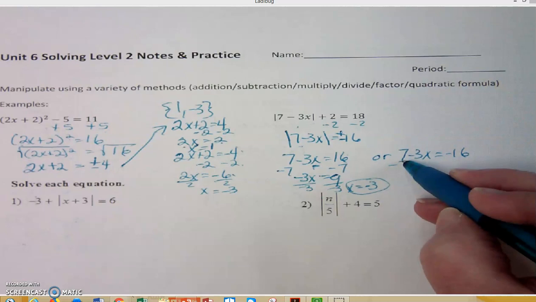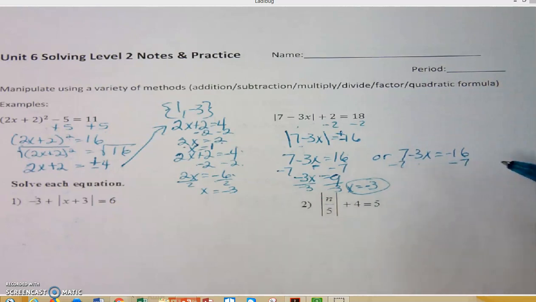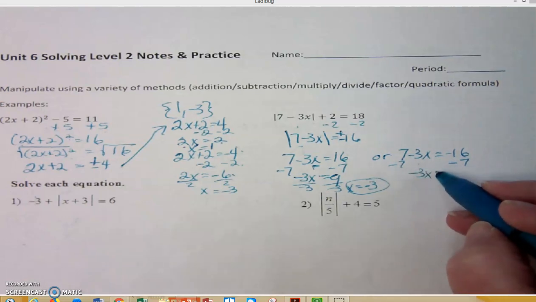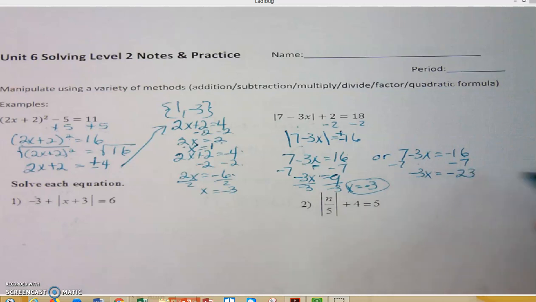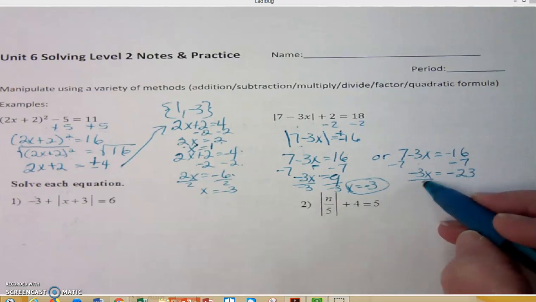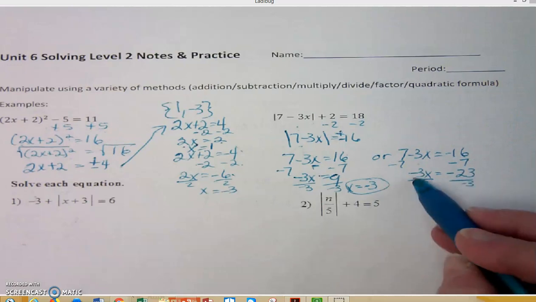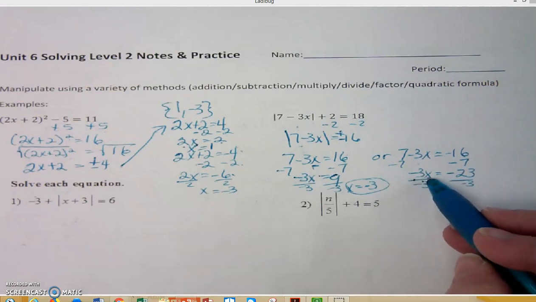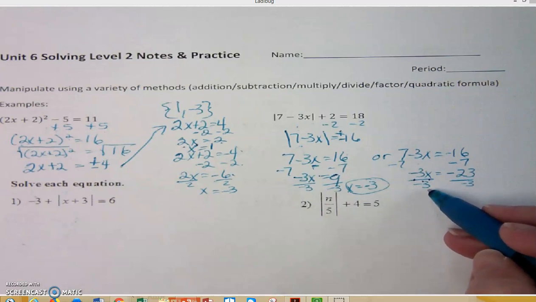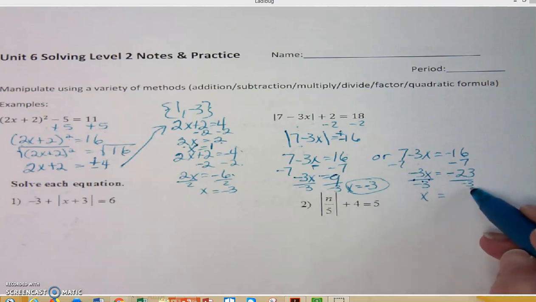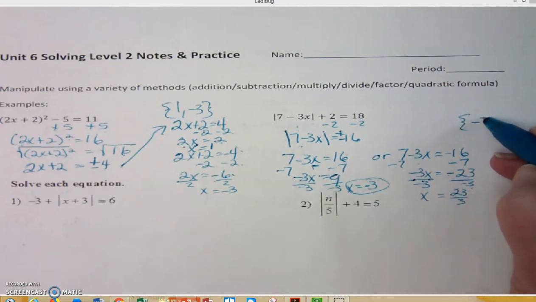So over here, I subtract 7 from both sides, and I'm going to get negative 3x equals negative 23. And I divide both sides by negative 3, because negative 3x means negative 3 times x. So the inverse of multiplication is division. You get x equals negative 23 divided by negative 3, that's not going to be even, but it is going to be positive. Negative divided by negative. 23 over 3. So my solution set for this one would be negative 3 and 23 over 3.